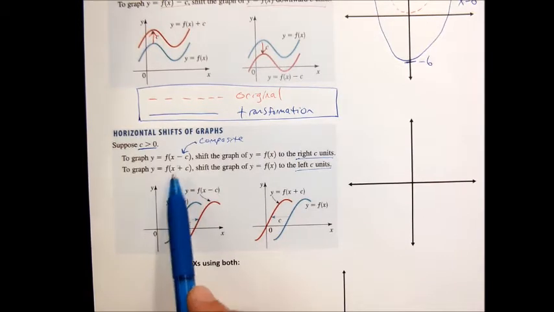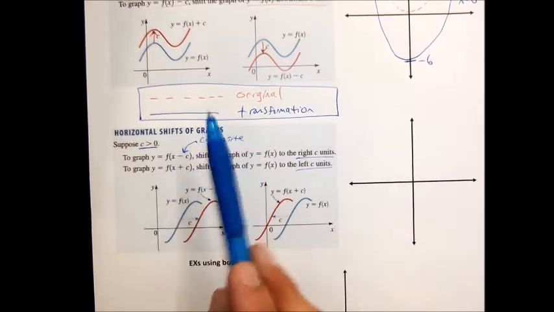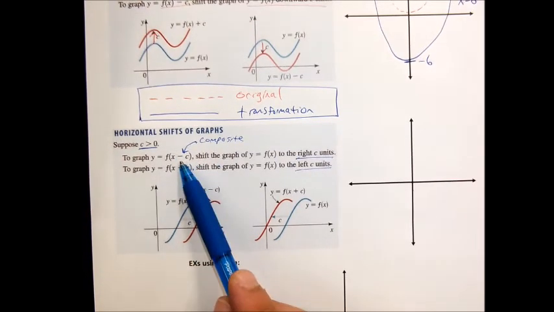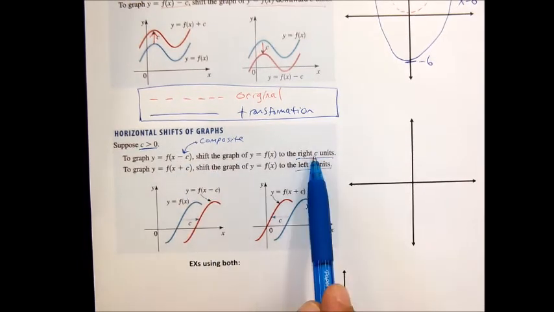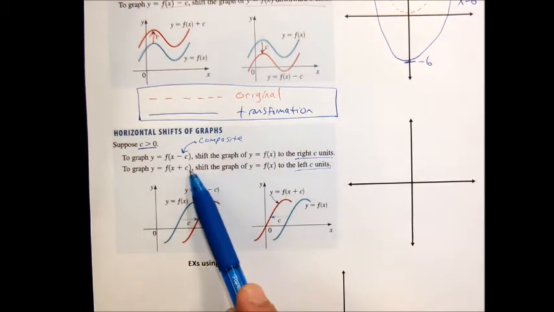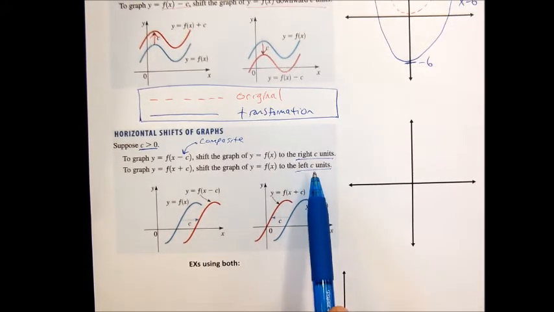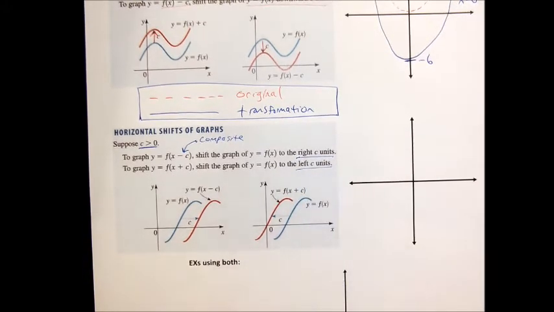The other thing I want to point out is it's kind of counterintuitive, this one. Usually we associate negative with moving to the left, I would think. That's how I associate it. But when you plug in a negative c, it moves it to the right, actually. And a plus moves it to the left. So it's kind of counterintuitive the way those things work. So keep that in mind.